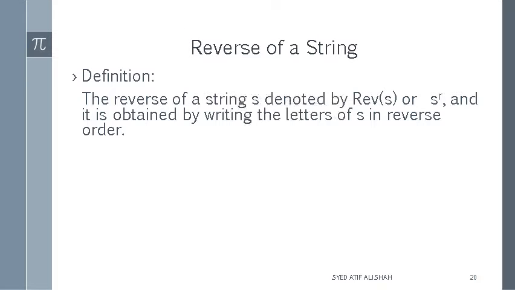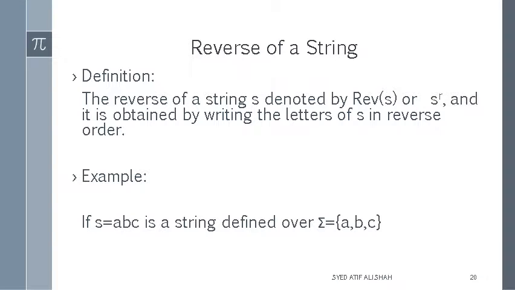Now what is the reverse of a string? The reverse of a string is denoted by REV(S) or S^R, and it is obtained by writing the letters of S in reverse order. Let's say if S is equal to abc defined over the alphabet {a, b, c}, then the reverse of S, or S^R, is cba, that is writing the letters in opposite order.